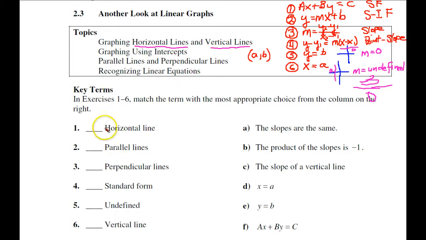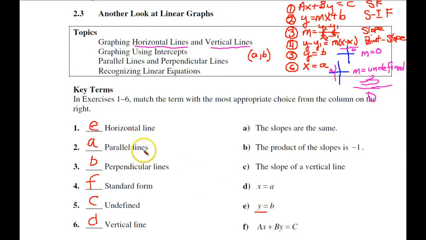Okay, well, we have a few matching. So with that in mind, let me give you a moment. We'll pause the tape and you could see how you do. So we actually went over a number of these. The horizontal line formula is E.